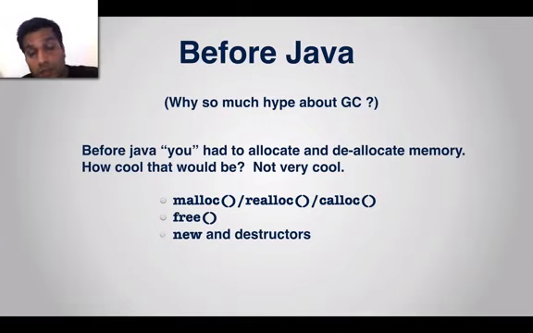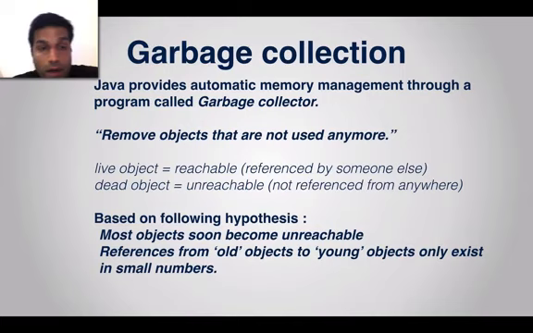But Java came with automatic memory management through a thread called the garbage collector, and most of the modern languages have it. It runs in the background, watches your memory for you, sort of watches your back, and removes what can be removed. It basically works on a couple of hypotheses, the first being that most objects soon become unreachable.